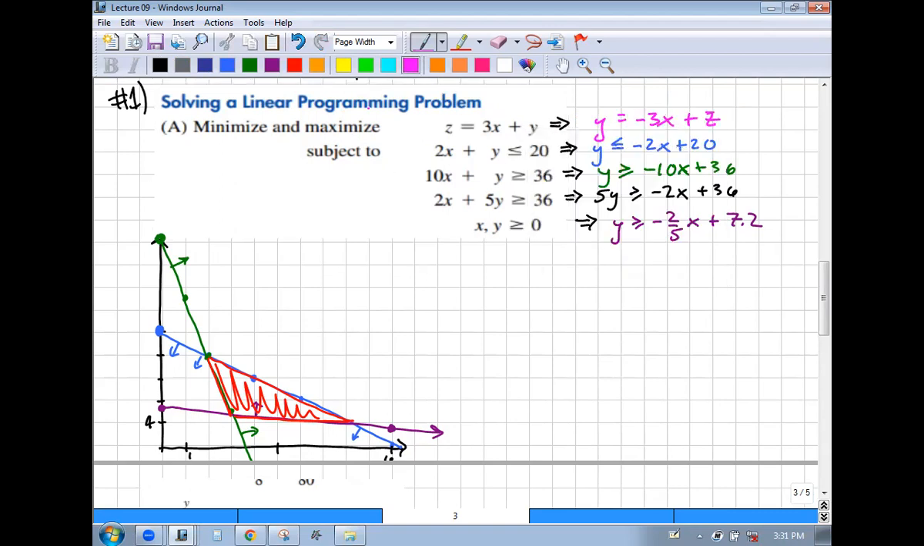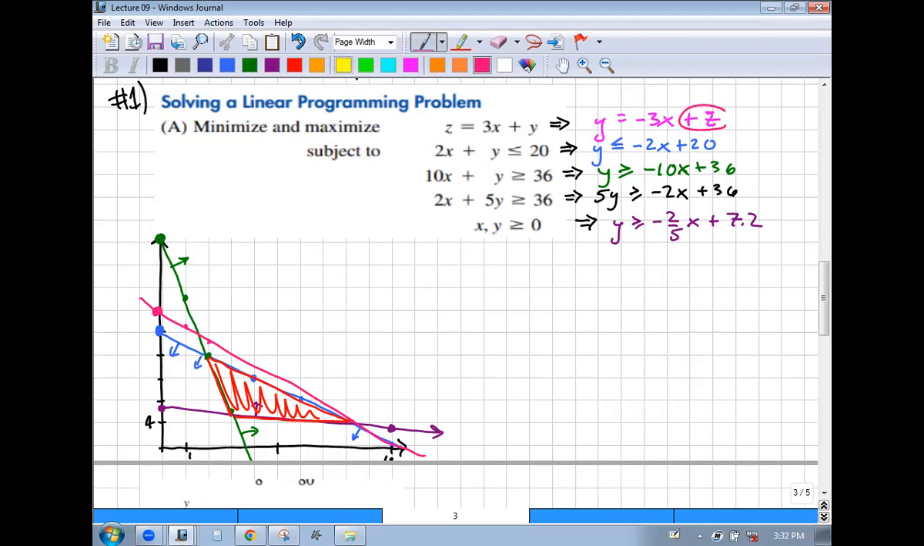Okay, so if I let z be, what was it? This was 20. Let's say I let z be 24. The slope is minus 3. All right, so for every 3 I go down, I have to go to the right 1. So that would look something like this. Okay, that's if I let z be 24, right?